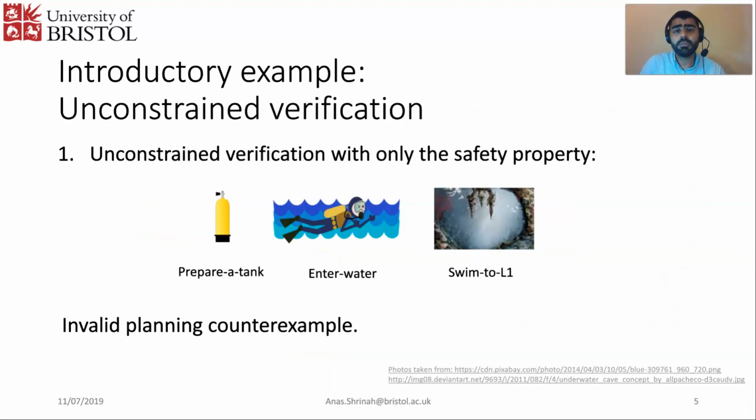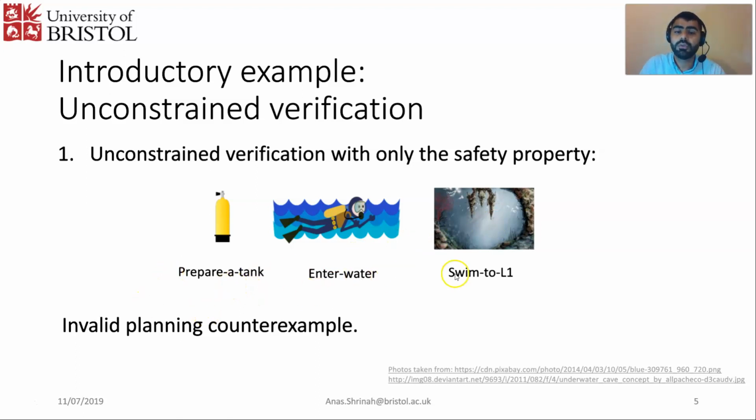If we run this model with this safety property using an unconstrained verification method, we will get this counterexample: prepare a tank, enter the water, swim to location L1. Then the diver wouldn't have any full oxygen tank. They have used the only oxygen tank to swim to location L1, and location L1 doesn't have any oxygen tanks, so the diver wouldn't be able to swim back to the surface or the entrance where they can decompress. And this is a typical invalid planning counterexample.